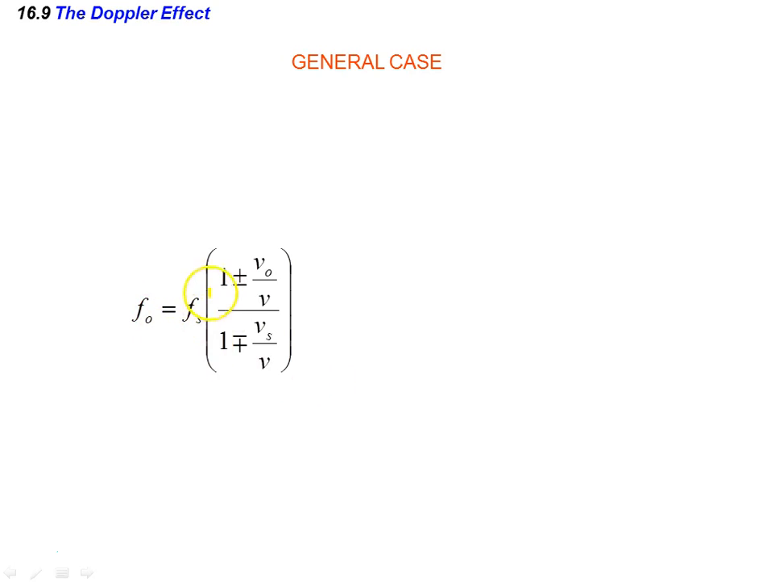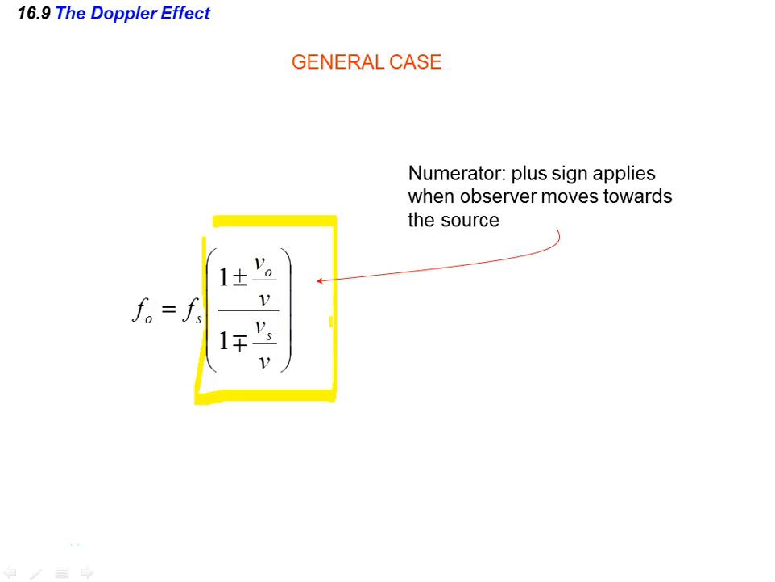And we can combine those 4 equations into one, kind of simple but a little complicated. We can say the frequency observed is equal to the frequency of the source times this little ratio here. Now, what does this ratio mean? Well, the numerator is talking about when the observer moves towards the source. So we use a plus sign if the observer is moving towards the source.